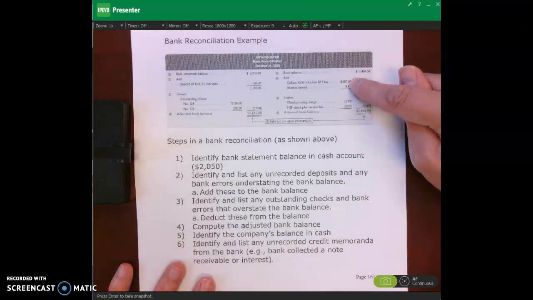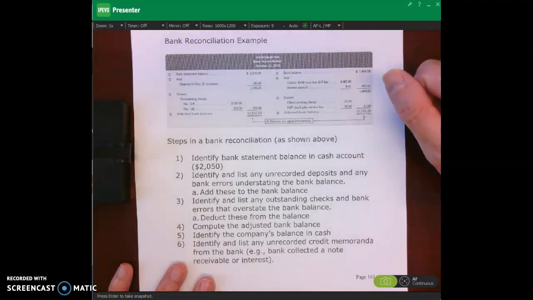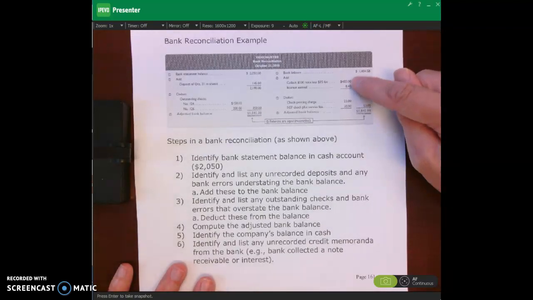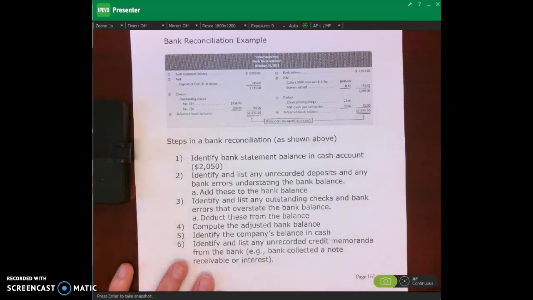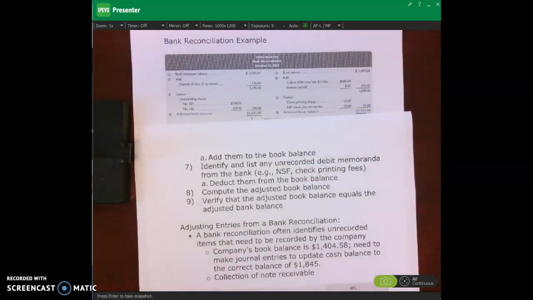The bank collected a note receivable for us, and we didn't know that. We only got that because we looked at the bank statement and said, oh, they collected on a note for us. Thanks. That's how they told us. Okay, that's $485, and then they also gave us interest. And then as you can see here, we add them to the book balance.